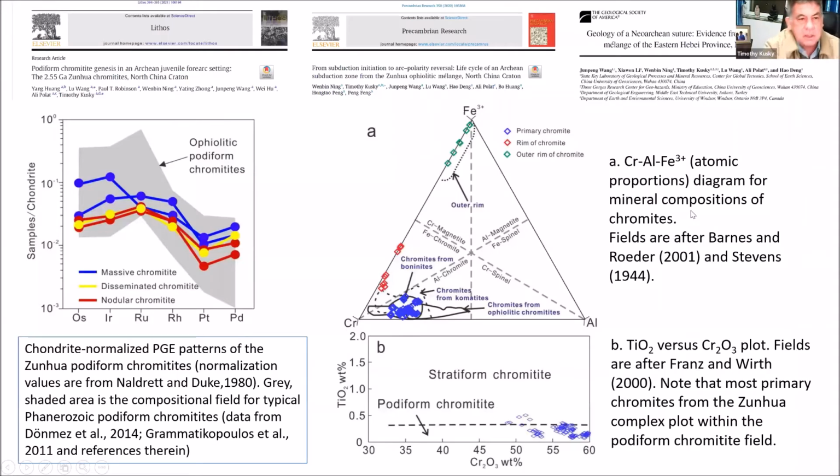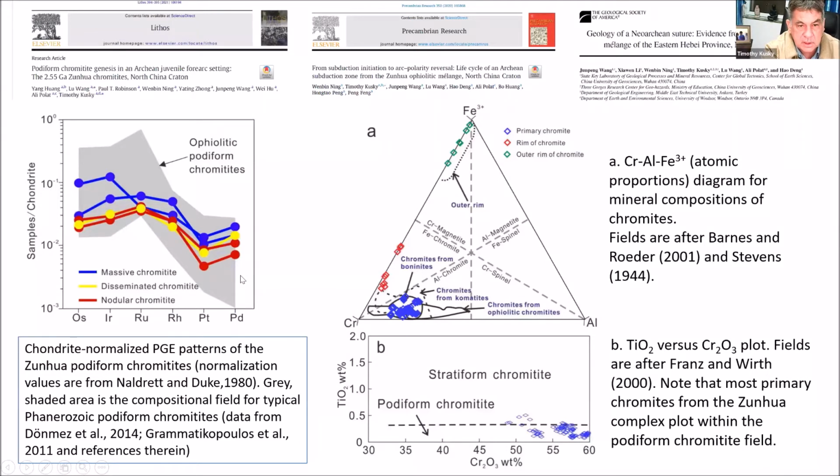I'm not going to talk much about the chemistry of the chromites. We have several papers recently on these, but the chemistry of our chromites and color here are completely within the field of modern ophiolitic podiform chromites. There's no difference between our Archean podiform chromites and the young ones.